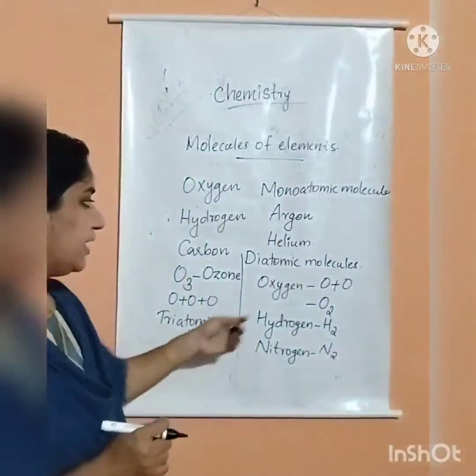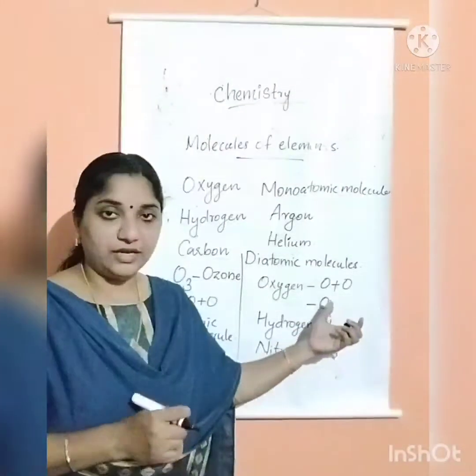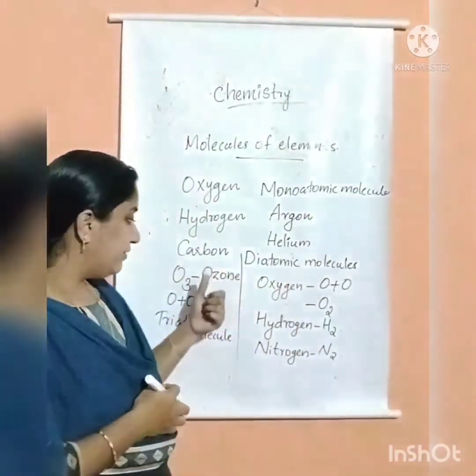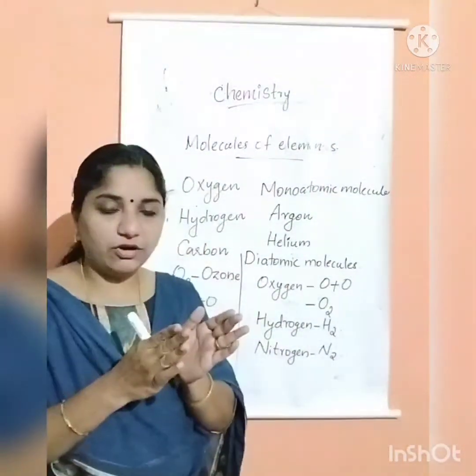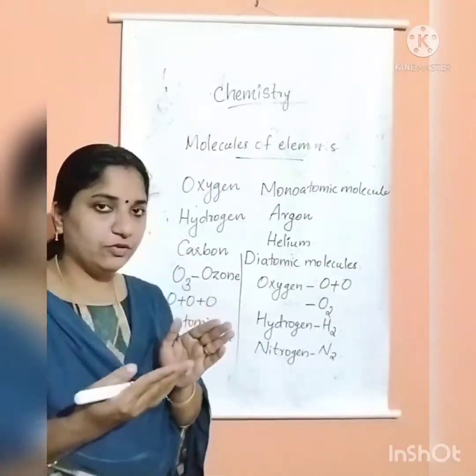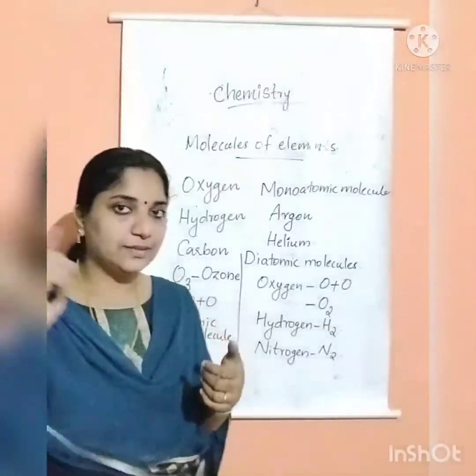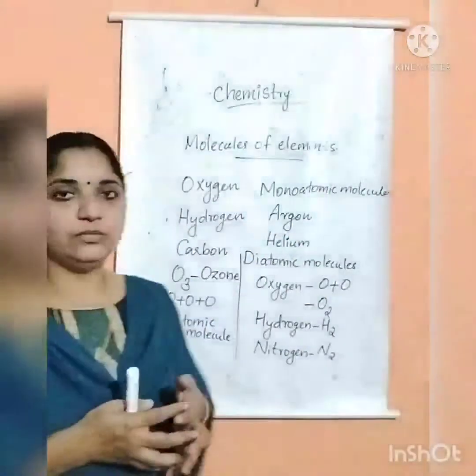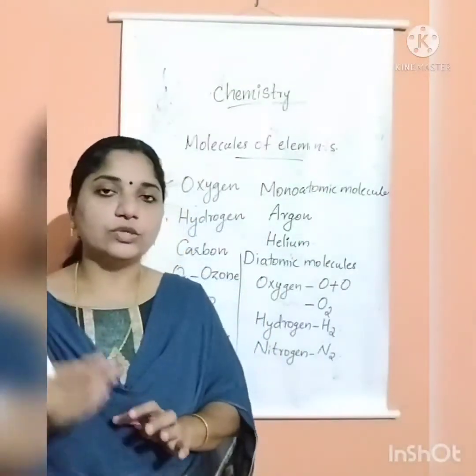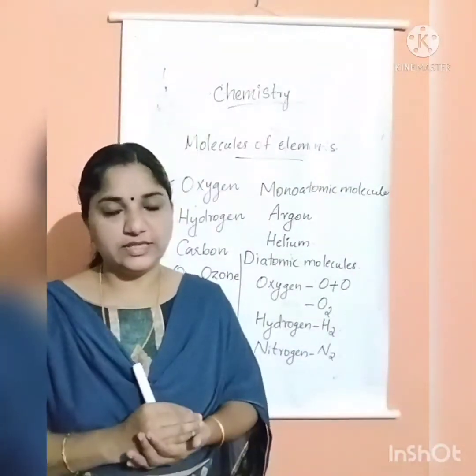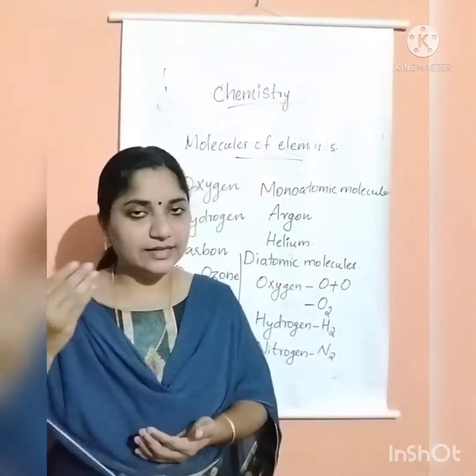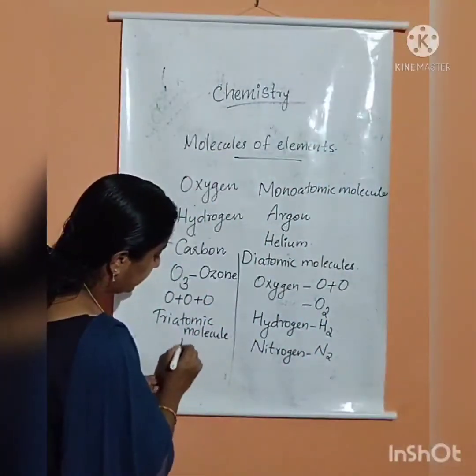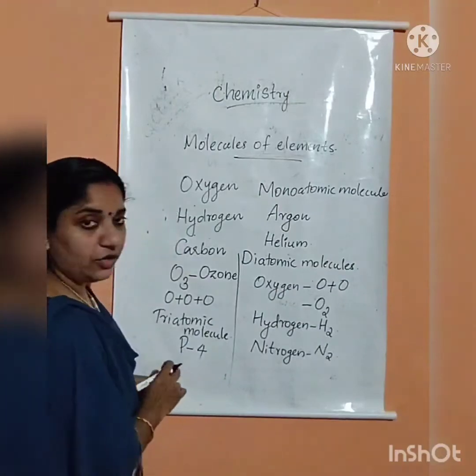You can see here oxygen. We are using oxygen gas for breathing. It is a diatomic molecule. But when three atoms of oxygen are added together, that forms ozone. Ozone is the protective layer of Earth. So it is a triatomic molecule. Ozone contains three atoms of oxygen. Then phosphorus, another non-metal, contains four atoms of phosphorus.